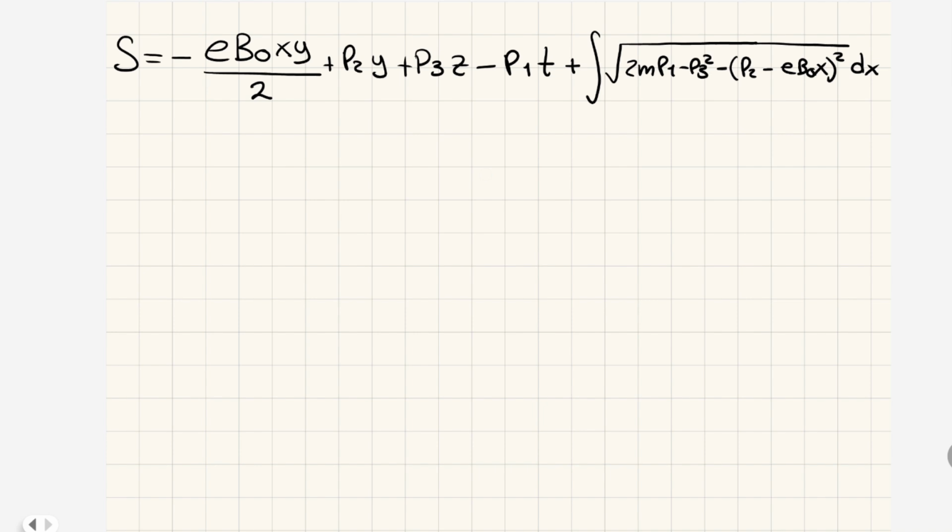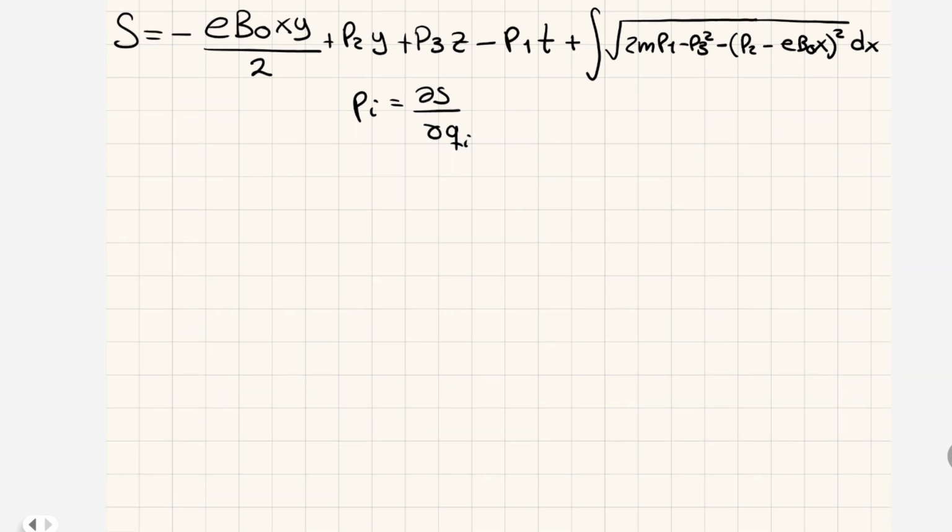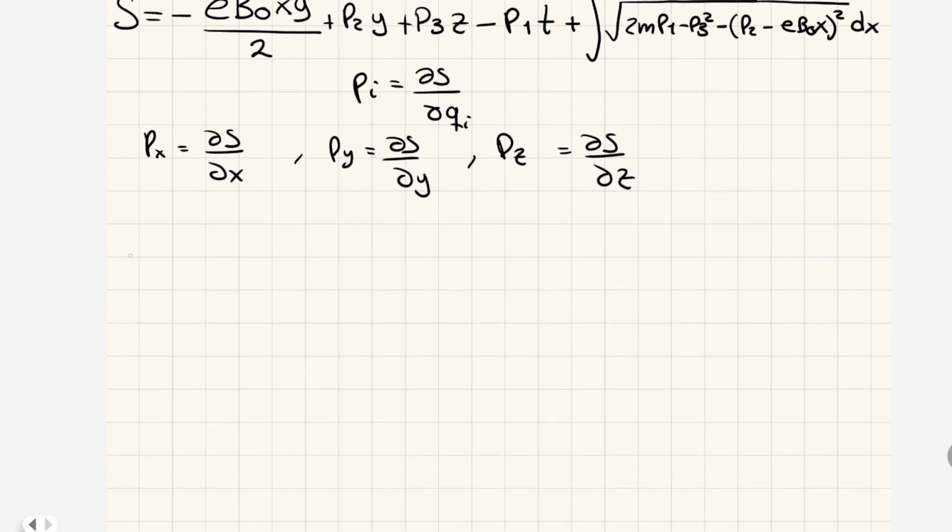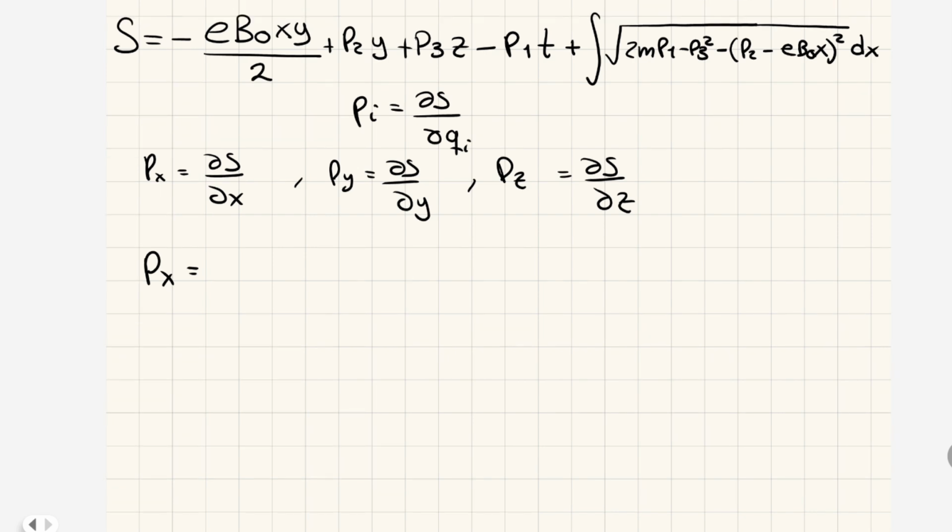Perfect. So we are going to start by remembering what is the relation between the coordinates and the function S. You know that we can express that p_i is equal to the partial of S with respect to q_i, right? So this means that p_x is equal to the partial of S with respect to x, p_y is equal to the partial of S with respect to y, then p_z is equal to the partial of S with respect to z. So we need to take the derivative of this function S.